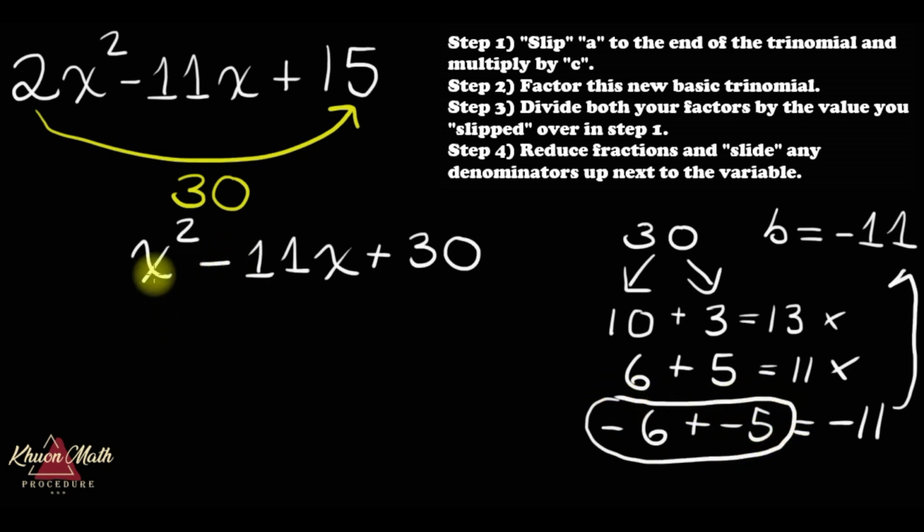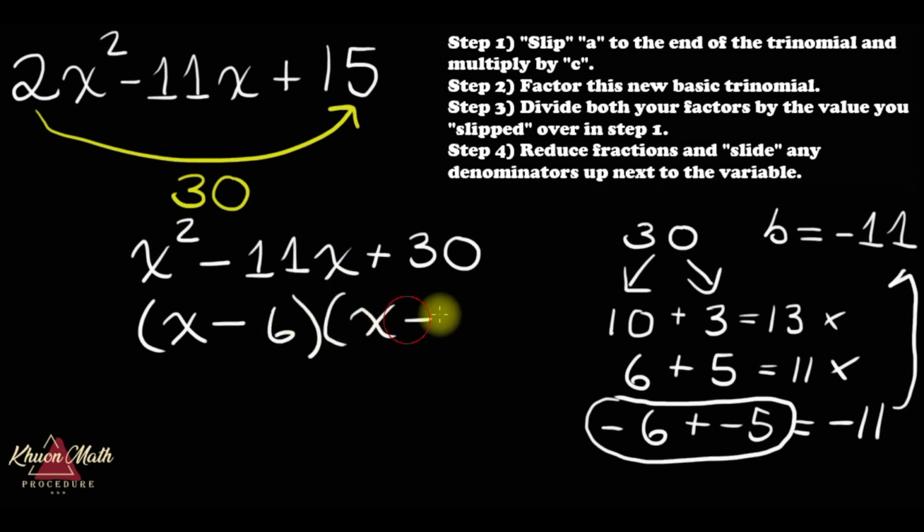So we're going to use those two numbers and rewrite this in factor form. That would be x minus 6 times x take away 5. Okay, so that's step 2. We factor the new trinomial. Step 3 is to divide both your factors by the value you took over in step 1. So what did we take over in step 1? Well, we took over the 2. So we're going to have to divide the factors by 2.